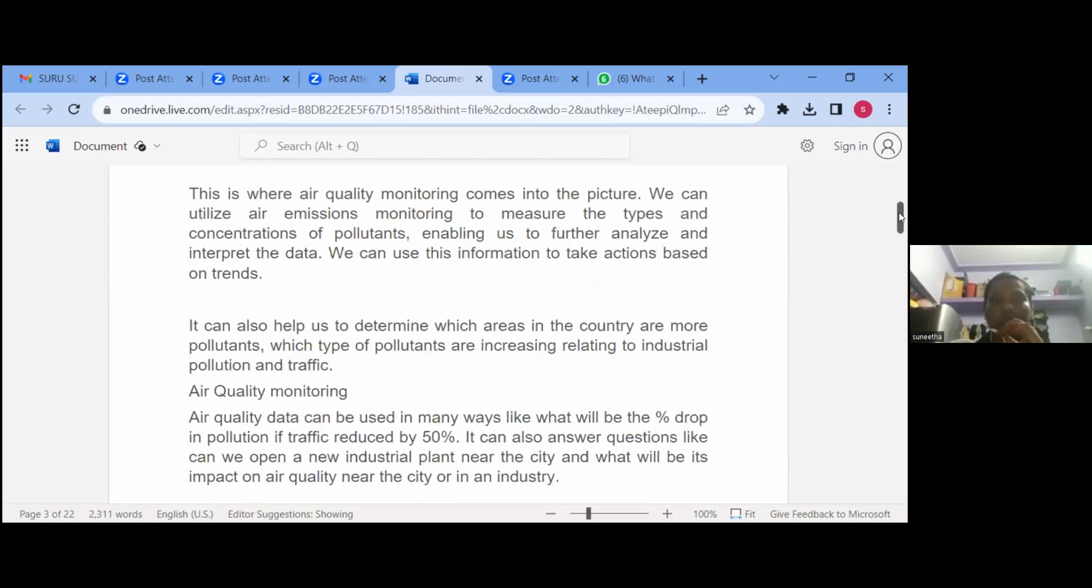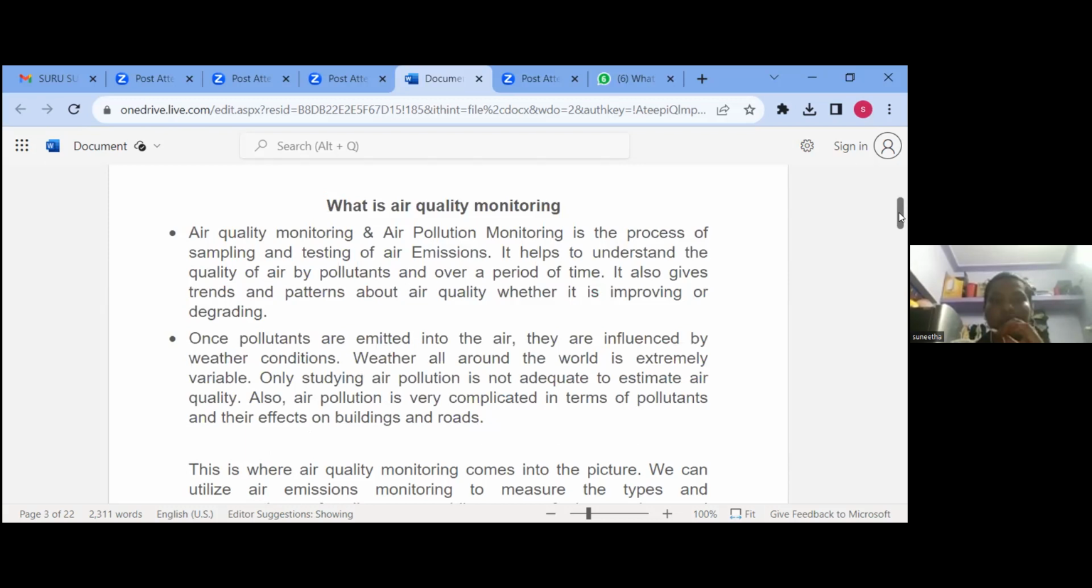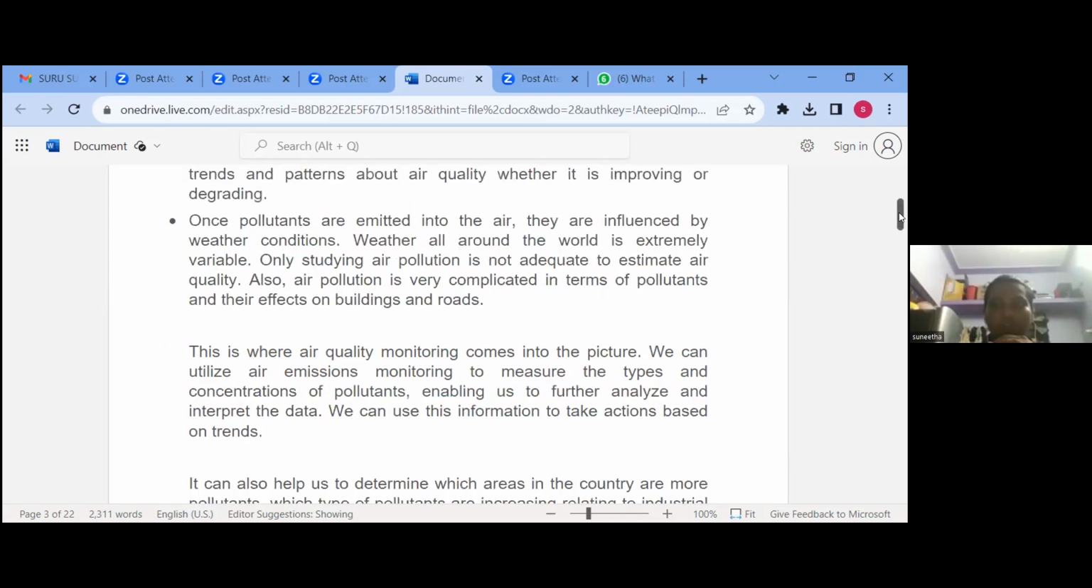Once air pollutants are emitted, they are influenced by weather conditions. We know that weather all over the world is not the same. So only taking air samples at one station is not enough. We have to monitor everywhere. The weather all around the world is extremely variable. Here air quality monitoring comes into the picture.